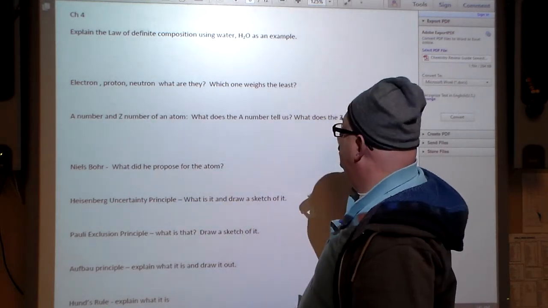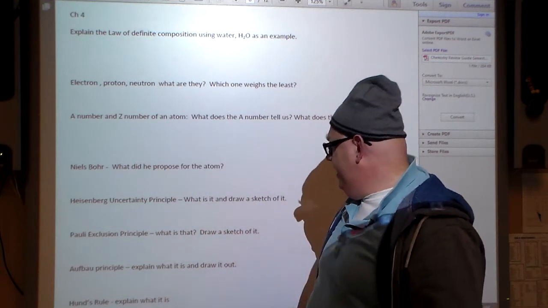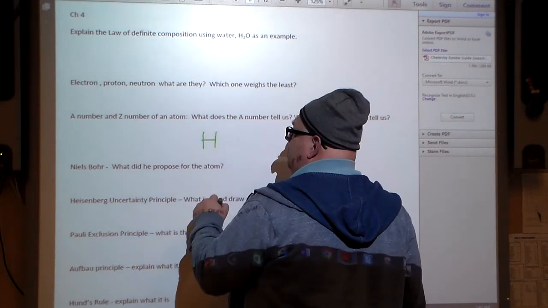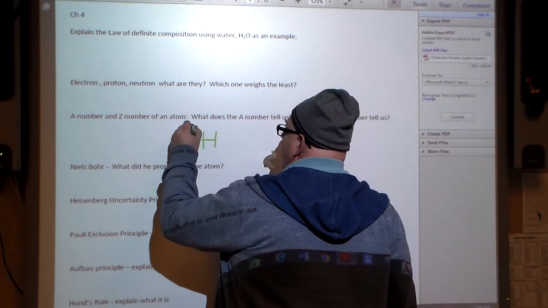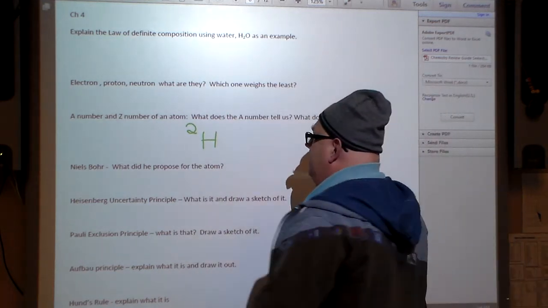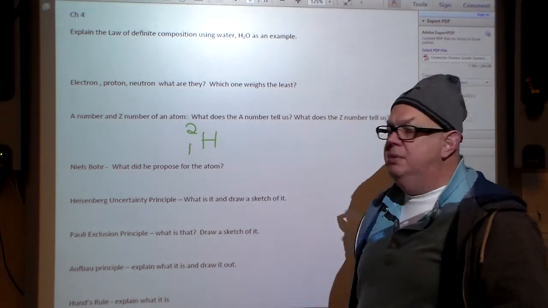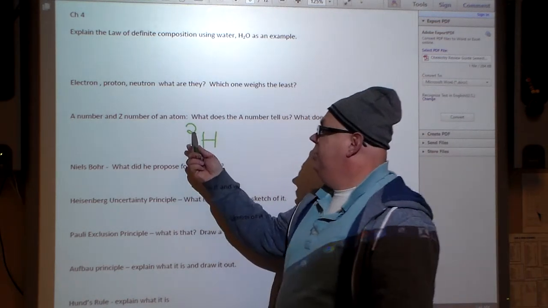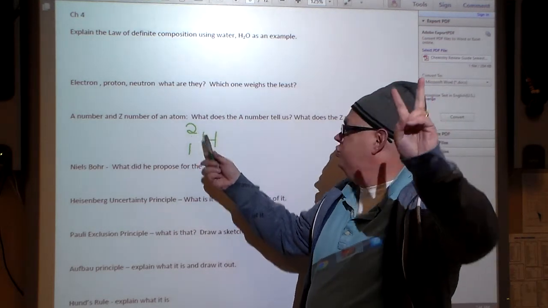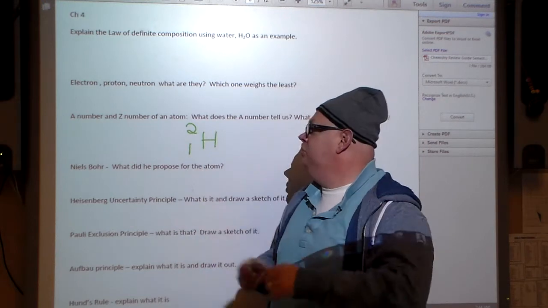Electron, proton, neutron, you should know that. The A number, Z number, okay? Keep in mind, if I'm looking at something like hydrogen, the Z number is your atomic mass, okay? Your A number is your atomic number, which is how many protons you have. So here, that 2, you have 1 proton and 1 neutron. Here, you have 1 proton.